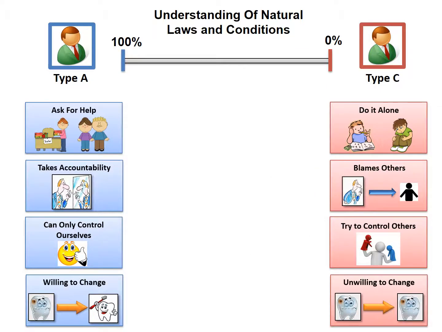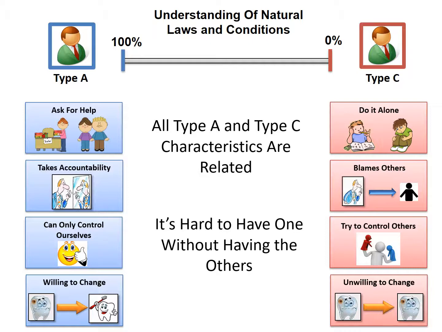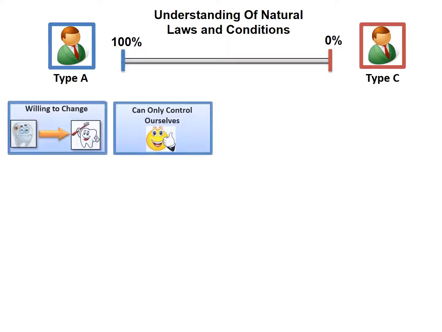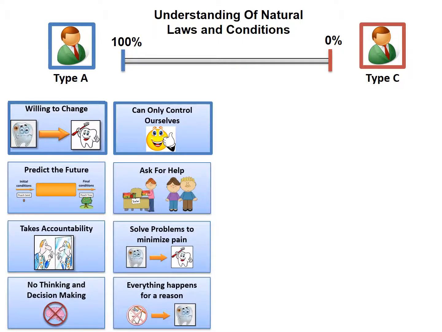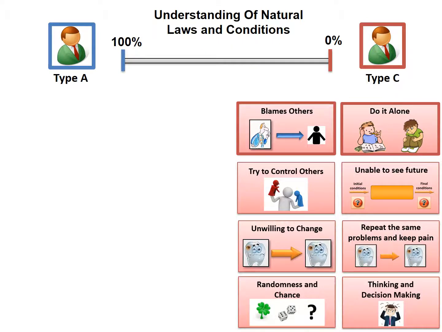Now, another thing to notice is that all type A and type C characteristics are related, meaning it's hard to have one without having the others. For instance, if you're willing to change and believe you can control your own life, most likely you will have all the other type A characteristics. If you're always blaming others and always trying to solve problems by yourself, you most likely will have the other type C characteristics.